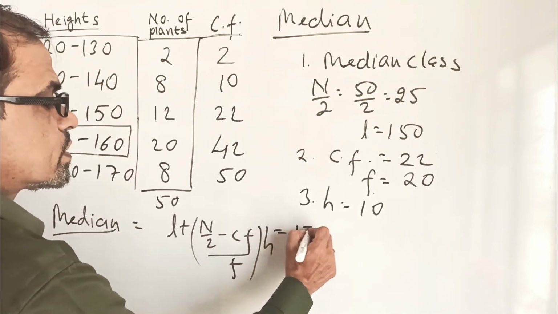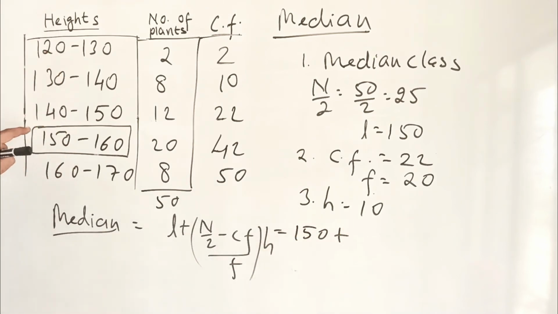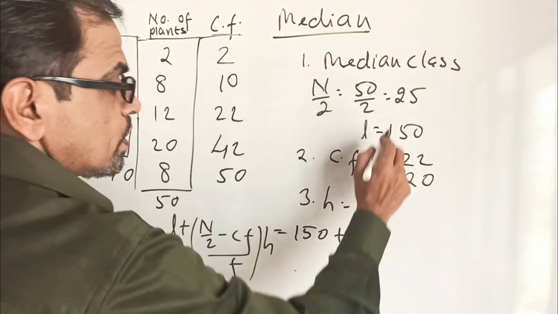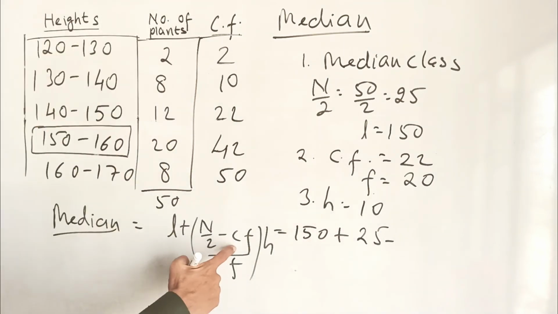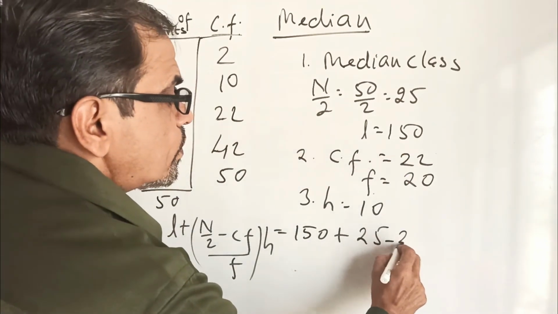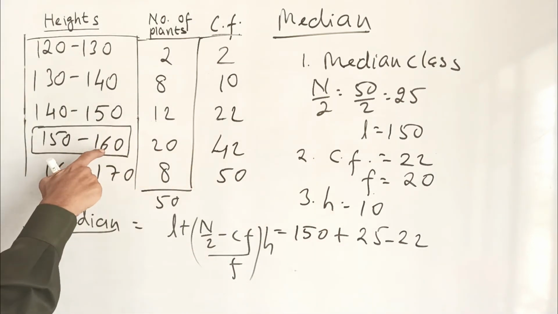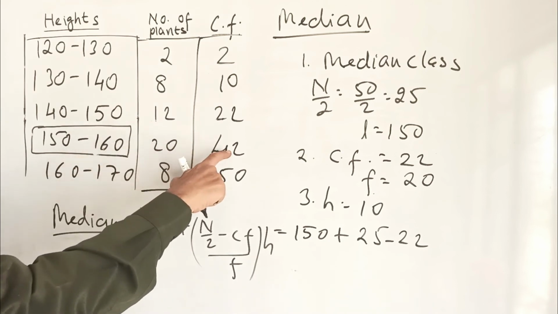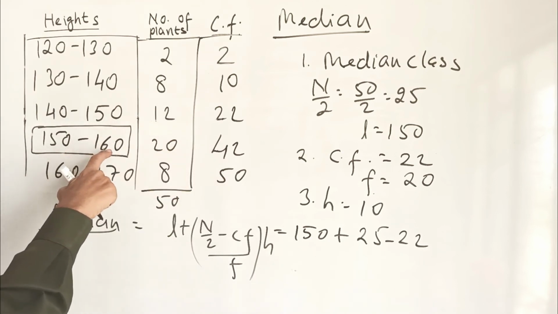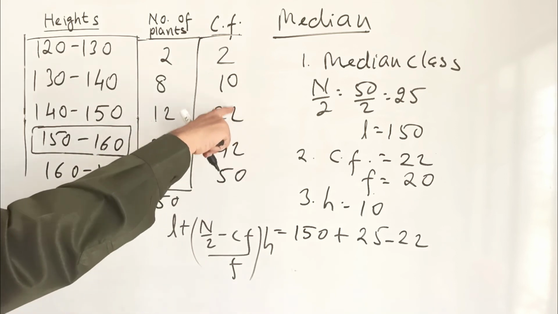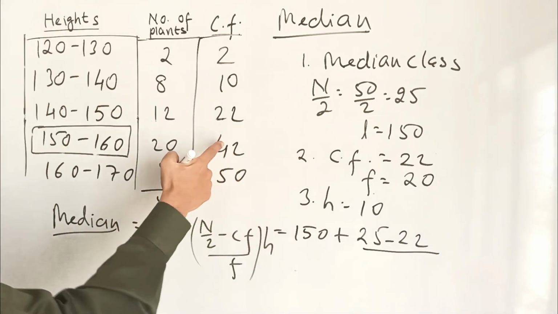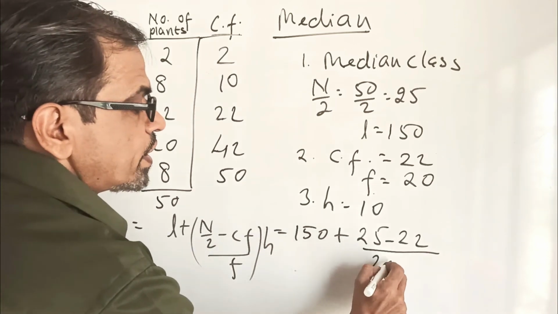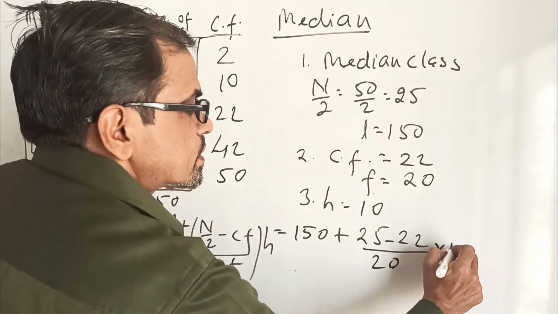Now I will put in the values. This is 150, the lower limit of the median class, 150 plus n by 2. N by 2 means what? 25, minus CF. CF is 22, of which CF? Just preceding this median class, not the same class's CF. Listen, don't make the mistake. The median class is 150 to 160, the cumulative frequency just preceding this is 22, upon the frequency of the same class. Frequency is not preceding or succeeding, the same class's frequency is 20, and into H. H means 10.